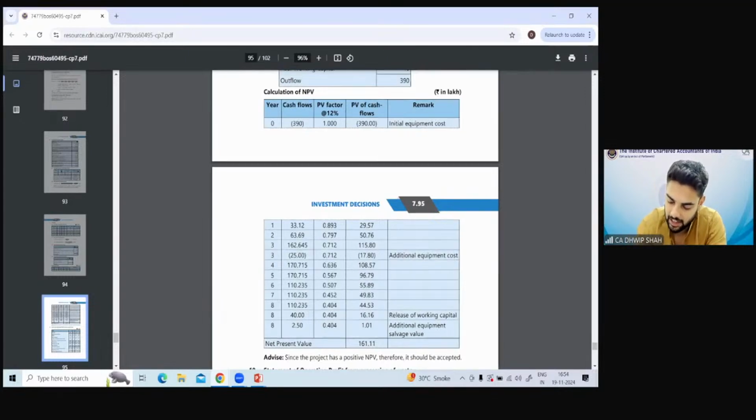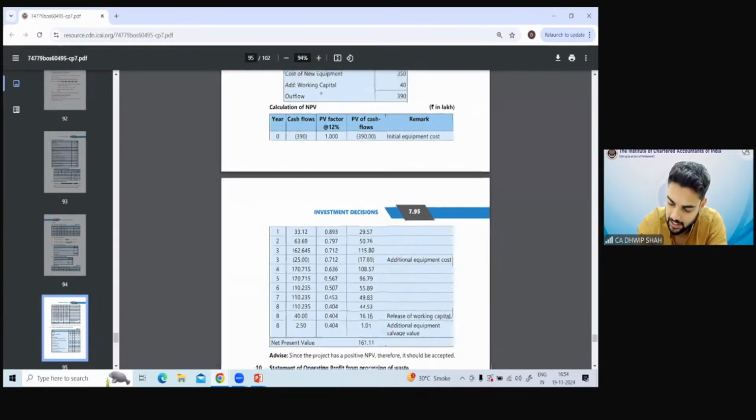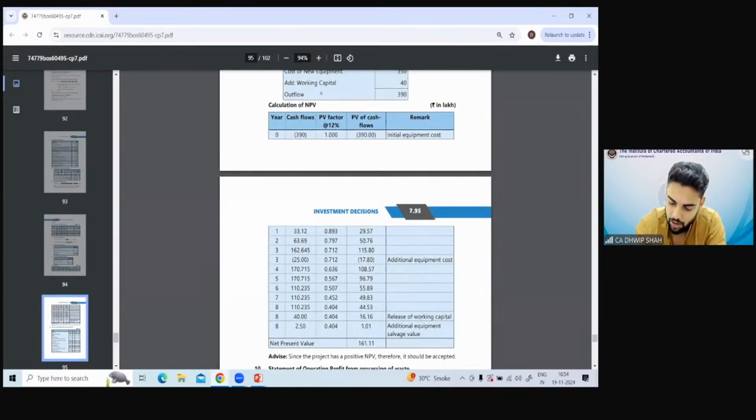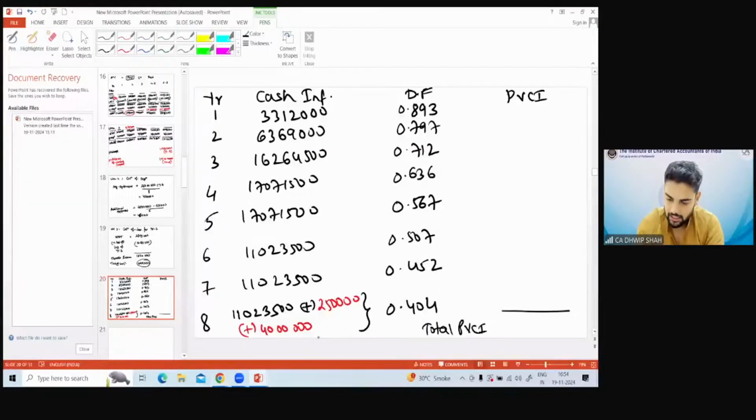Here they have subtracted the year 3 outflow. We haven't subtracted that additional equipment cost from PVCI. We will separately consider that under PVCO. So 161.11 is not the correct answer. You just take this table and solve. You have to simply multiply the cash inflows with the individual discounting rate. It is as simple as that.